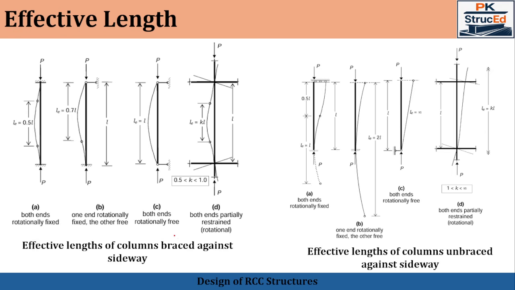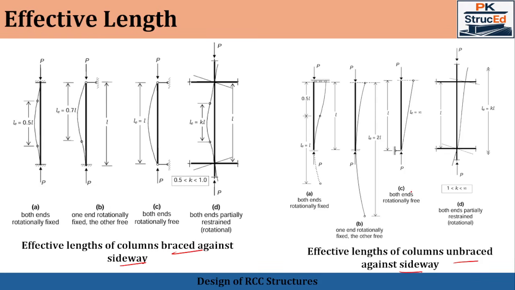Now moving on with braced and unbraced, braced against sway and unbraced against sway. In braced columns, the lateral movement is resisted by either shear walls or bracing systems or even rigid frames. Such columns carry mainly the axial load, have smaller effective lengths and are less susceptible to buckling. And most building columns are braced columns only.